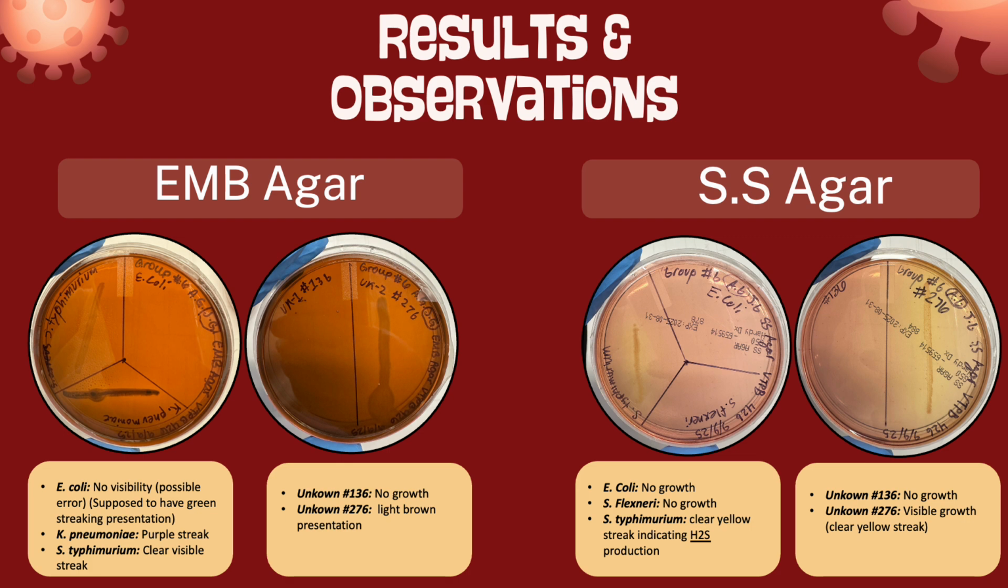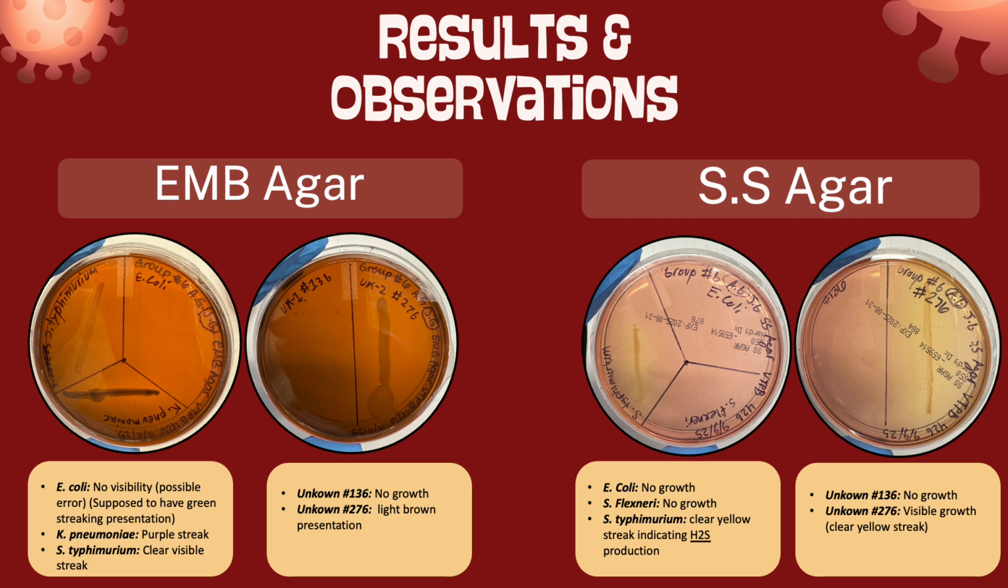So for K. pneumoniae, there was a purple streak presentation, and for S. typhimurium, there was a visible streak. As for unknown 136, there was no growth. However, for unknown 276, there was a light brown presentation streak on the culture.